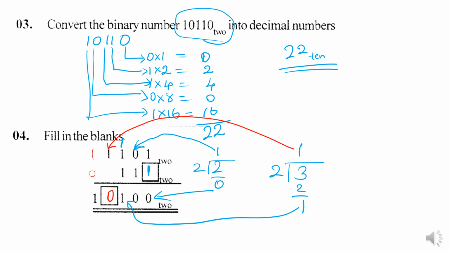This is something like this. So this is how you have to fill these blanks. In this box it is 1, and in this box it is 0, right? I believe you understand this.